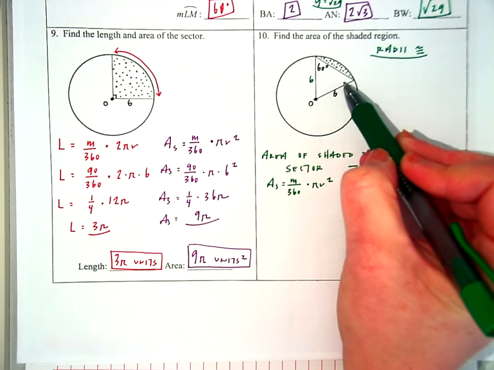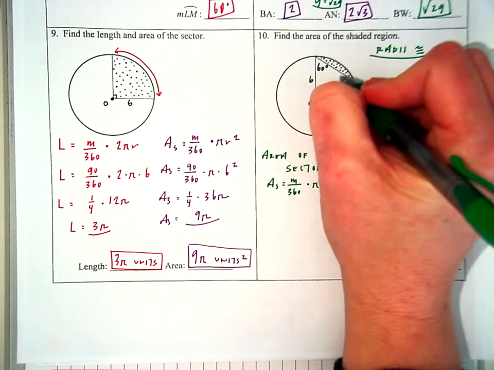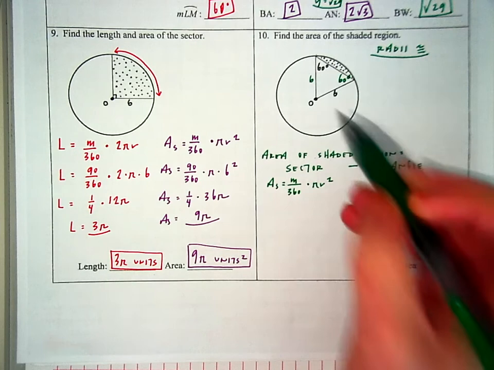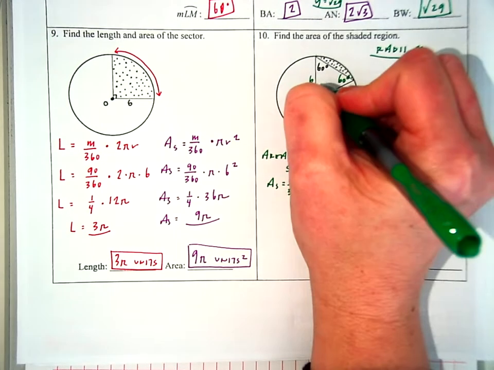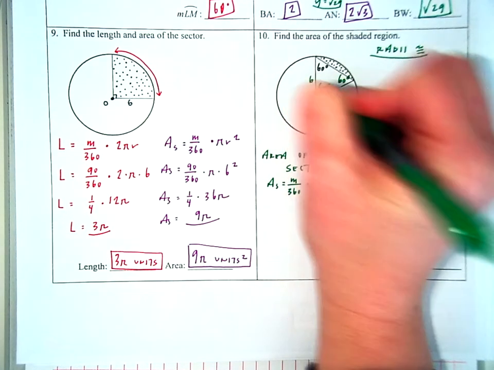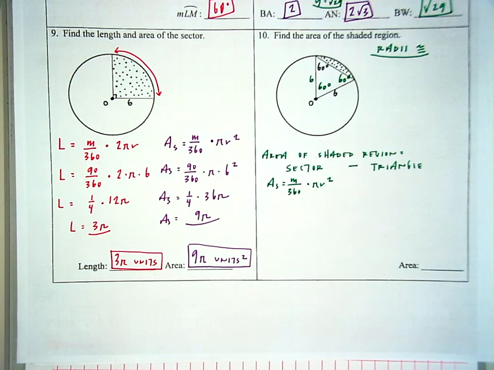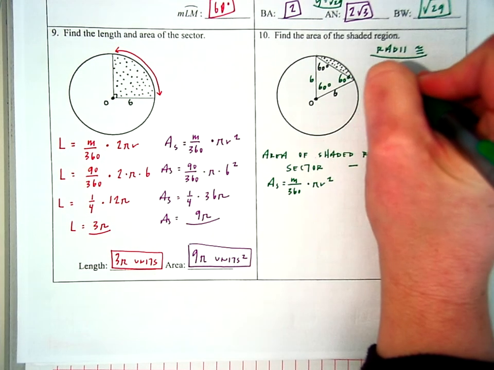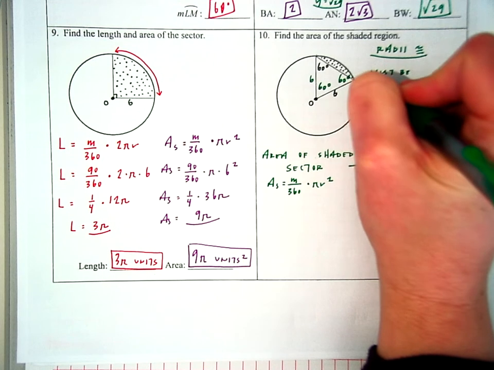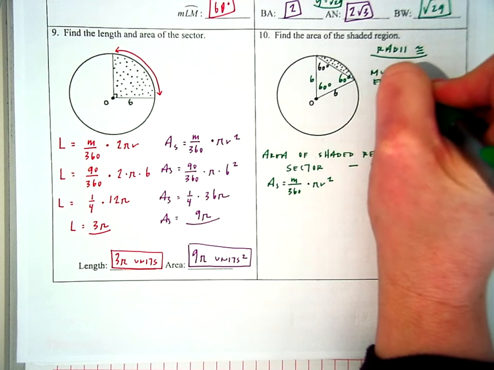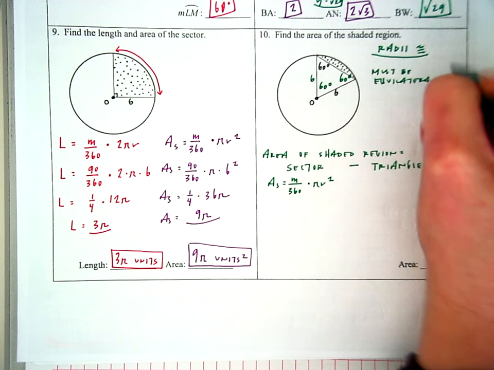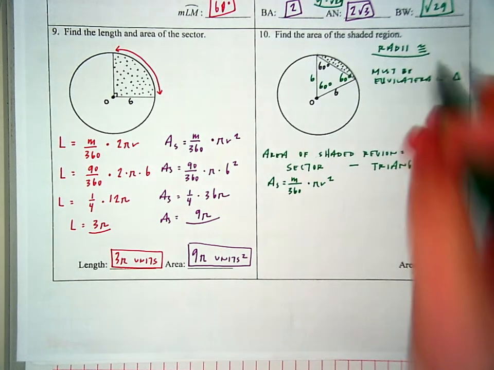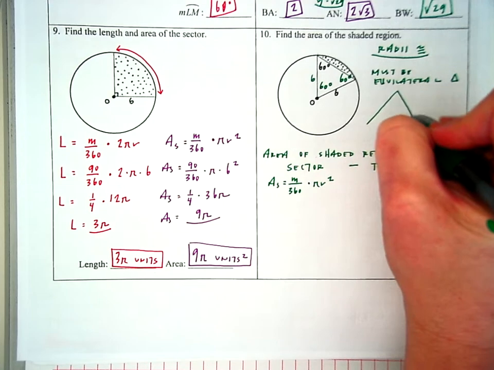So if that's an isosceles triangle, I know that the two base angles here and here have to match. So this has to be 60 degrees, which really means that that vertex angle right here has to be 60 degrees too. So then I see, oh, it's really an equilateral triangle. It must be an equilateral triangle. Let me write that.